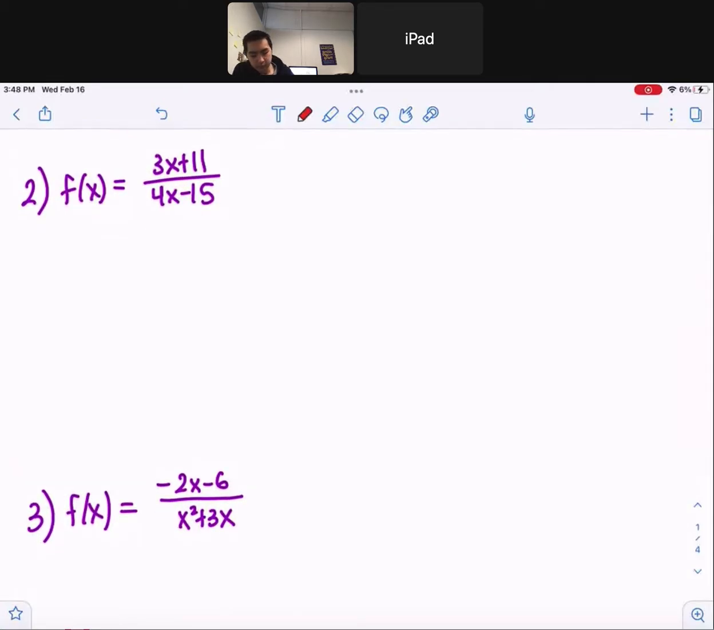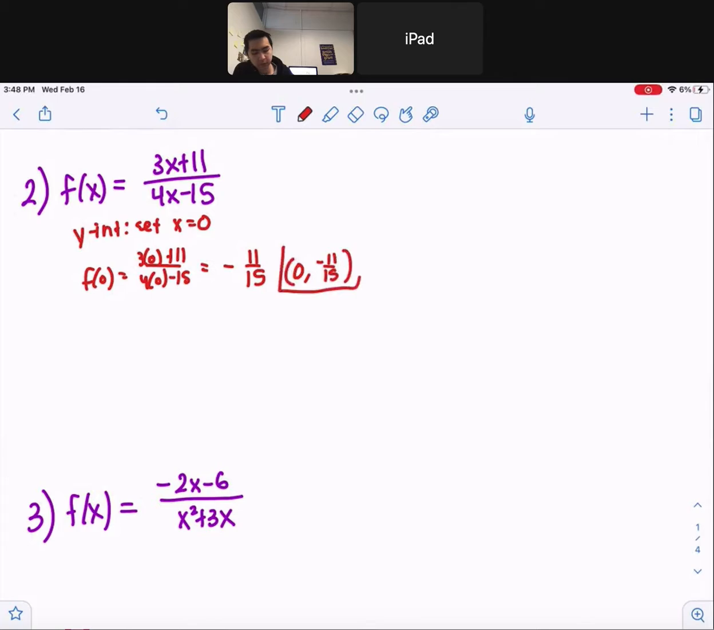Number 2. Okay, so y-intercept, again, you set x equals to 0. Everywhere you see an x, it becomes a 0, but notice all you're left with are the constants, -11 over 15. So (0, -11/15) is your y-intercept. Horizontal asymptote, you look at the degrees. Degree of 1 is equal to degree of 1. So the degrees are equal, which means you just look at the coefficients. Y equals 3/4. Because we have a horizontal asymptote, we won't have a slant.